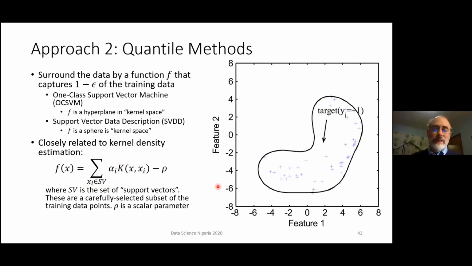So fitting these methods, you have some hyperparameters that you have to choose. You have to choose your kernel. We almost always use a Gaussian kernel for these methods. You have to choose the kernel width, and you have to choose this parameter rho.